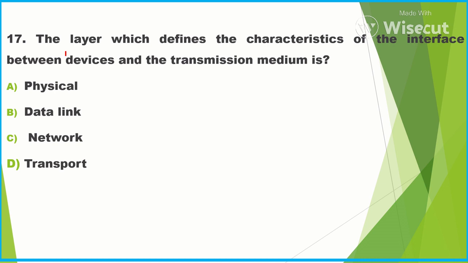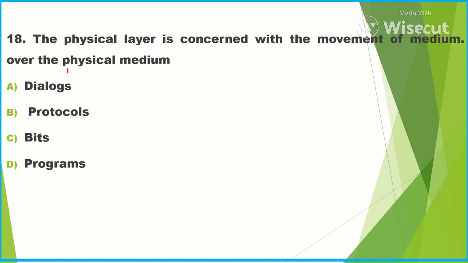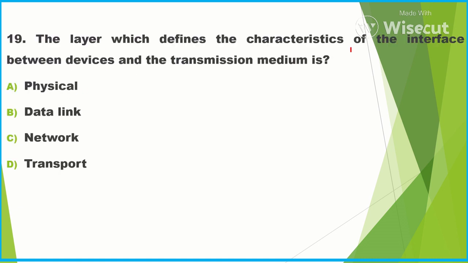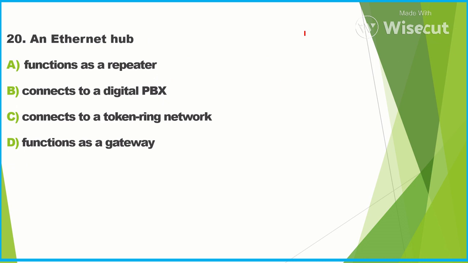Next question, the layer which defines the characteristics of the interface between device and the transmission media is the physical layer. Next question, the physical layer is concerned with the movement of what over the physical medium? Generally it will be bits. Physical layer, bit. Next one, the layer which defines the characteristics of the interface between devices and the transmission medium is the physical layer. Next one, an Ethernet hub functions as a repeater.